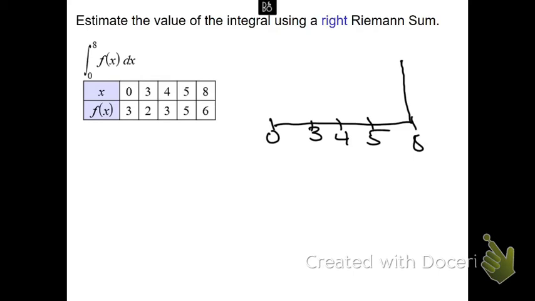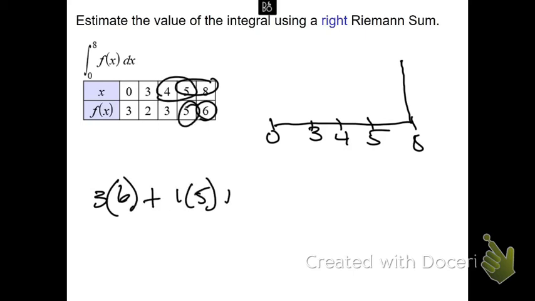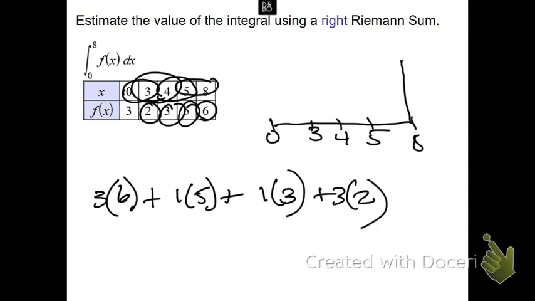Okay, hopefully you did it the quick method. It would be 3 times 6 plus 1 times 5 plus 1 times 3 plus 3 times 2. Okay, I started graphing it just to show you why it is those numbers if you didn't get the shortcut method. Let me erase this.